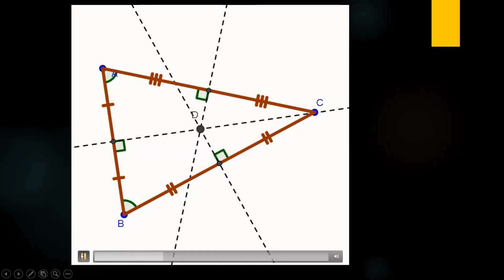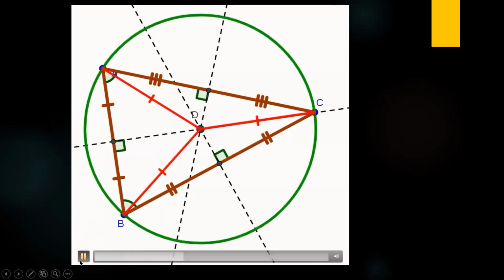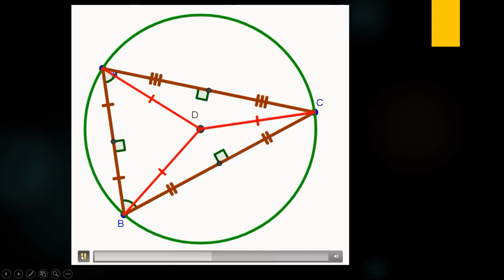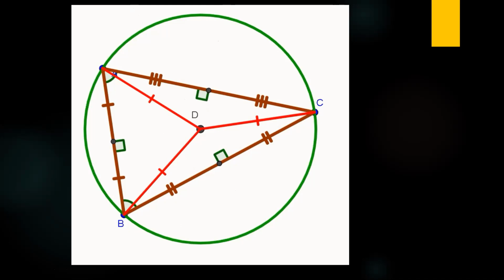Now, if we want to draw a circle, each circle must have a radius. And as you see, the red lines here are the radius of the circle, and they are equal. So we have a circle. In this case, where the center of the circle is on the circumcenter of the triangle, what will we say? We will say that this circle is circumscribed about the triangle.